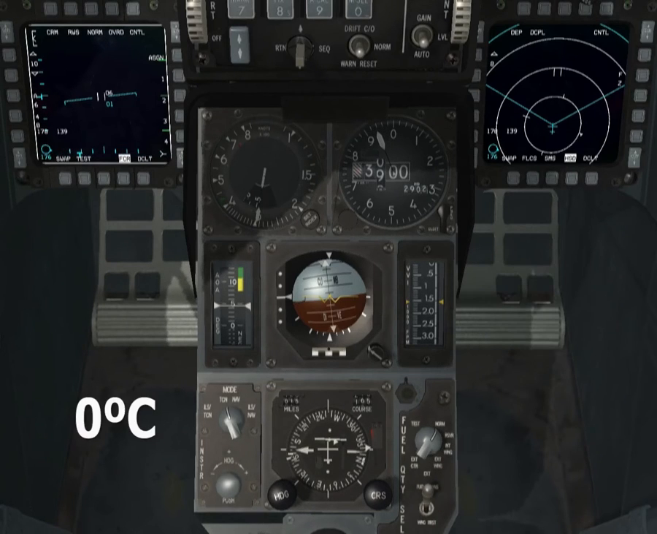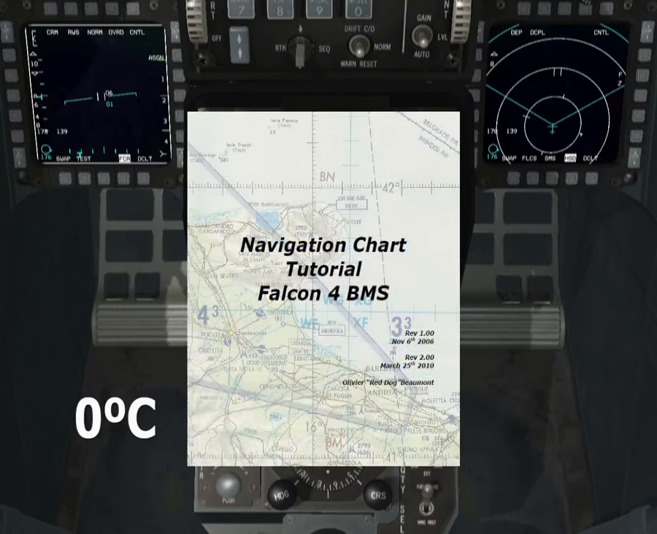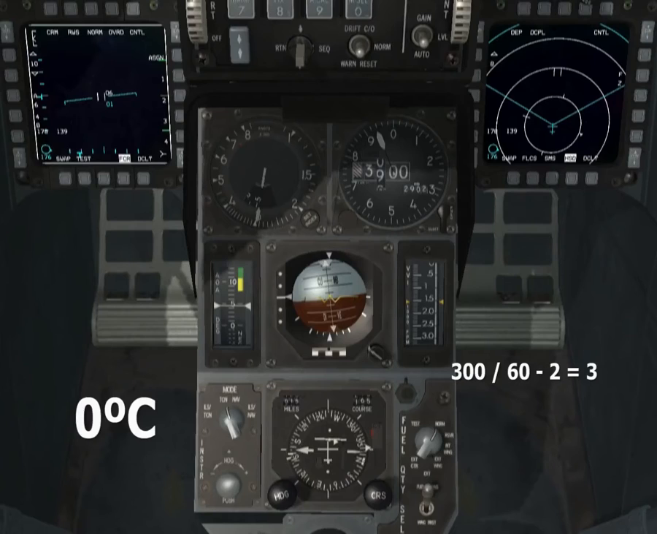Freeze again, please. According to the Holy Bible, page 35, paragraph 322. Okay, I'm in Redog's chart tutorial, page 35, paragraph 322. We divide our speed 300 knots by 60, we subtract 2 and we get the 3-mile lead that we need. Now to calculate that lead in radials, we just multiply 60 by the lead we have, 3 miles, and we divide by the DME, the arc DME we are.